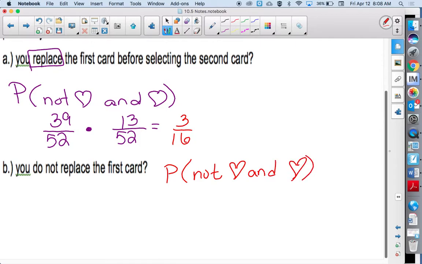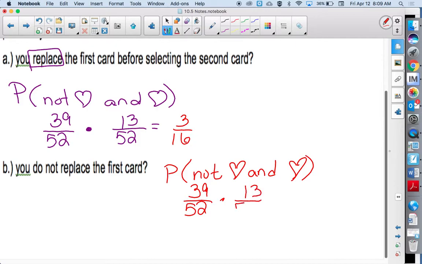So the first one isn't changing. It's still 39 out of 52. But now we've taken that card out and you kept the card. So what's the probability of choosing a heart on your second draw? Odette?